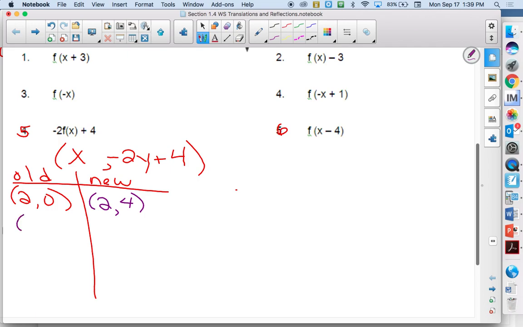The second point was 0, 3. That was the old point. So Nick, if I plug that 3 into the little formula Chelsea gave us, what does the new point become?